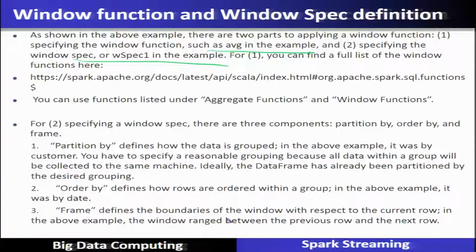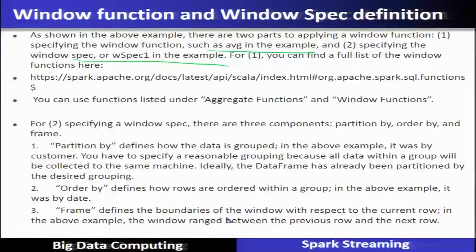So partition by defines how the data is grouped. In the above example, it was customer. You have to specify a reasonable grouping, because all the data within the group will be collected onto the same machine. So, ideally the data frame has already been partitioned by the desired groupings.